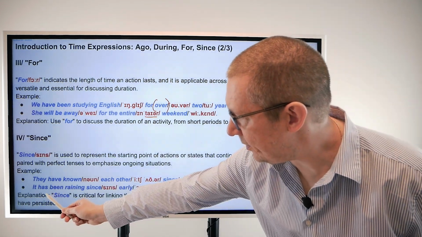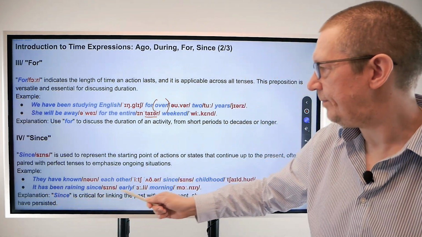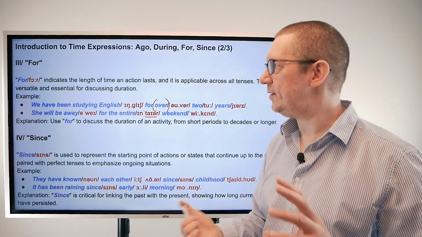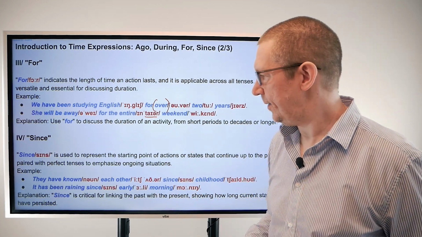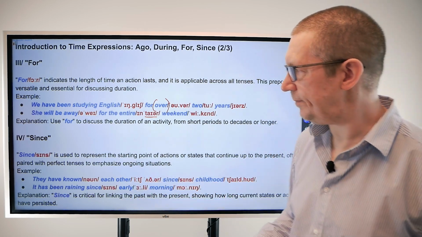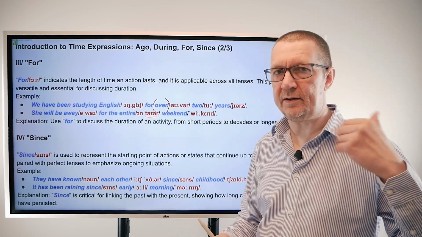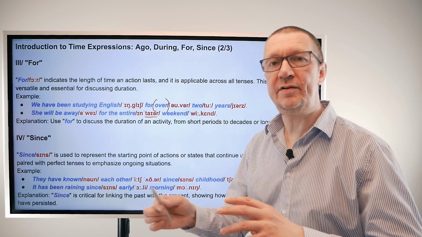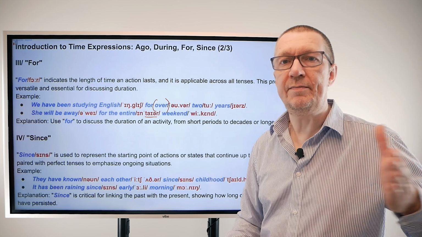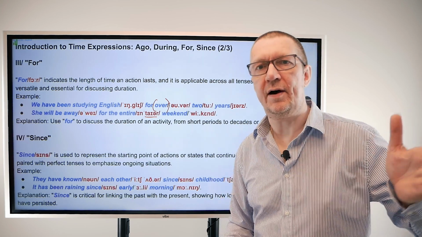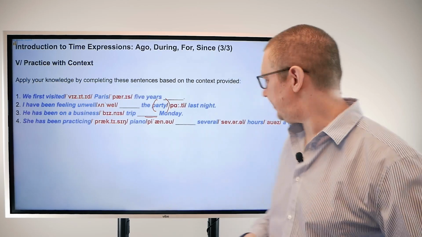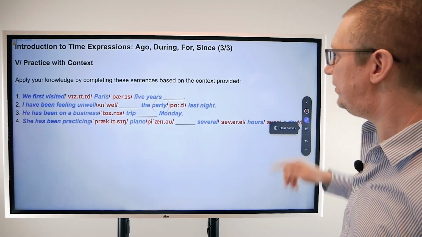For example, another example here is it has been raining since early this morning. So we're often using these in the perfect form. So it has been raining since early this morning. And it's a great way to kind of link the past with now. Businesses often use this when they're talking about how long they've been in business. So we've been in business since 1995 or 1997.